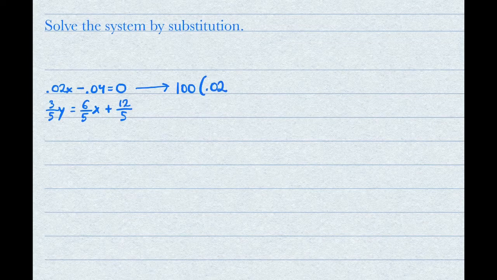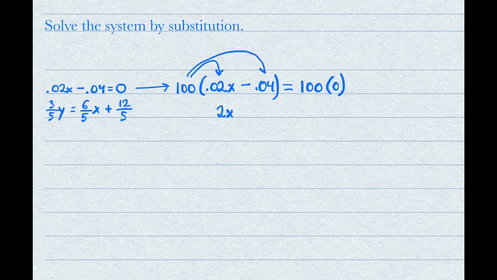So rewrite both sides of the equation, with 100 being multiplied to both sides. Because if you modify the equation on one side, you have to modify it the same way on the other. 100 times 0.02x is 2x. 100 times 0.04 is 4. Bring down the minus sign. On the right side, 100 times 0 is 0. So at this point, we've modified the original equation into a form that's easier to work with.